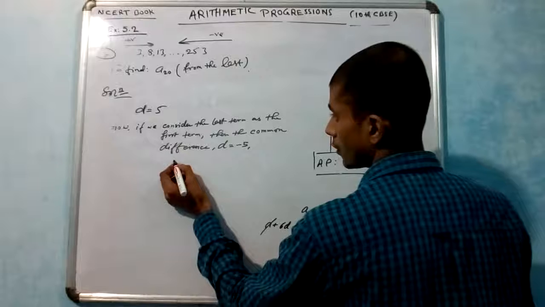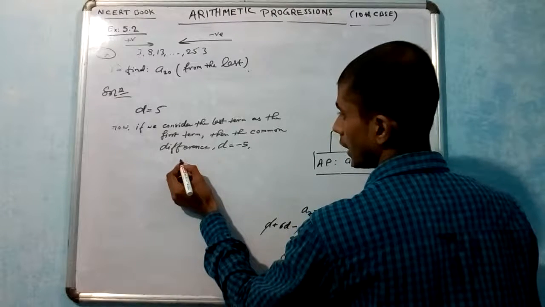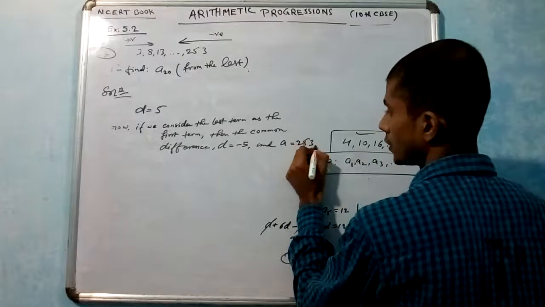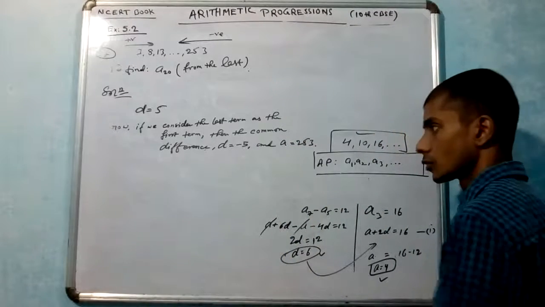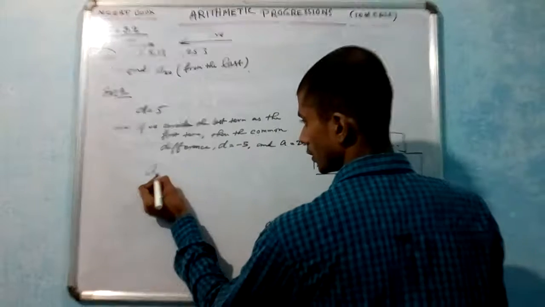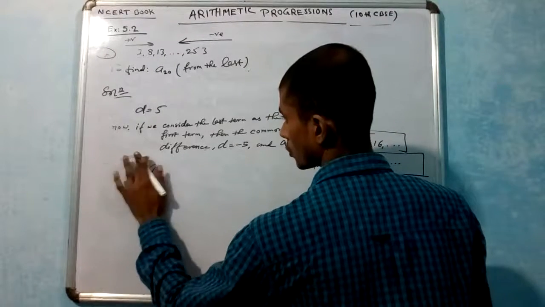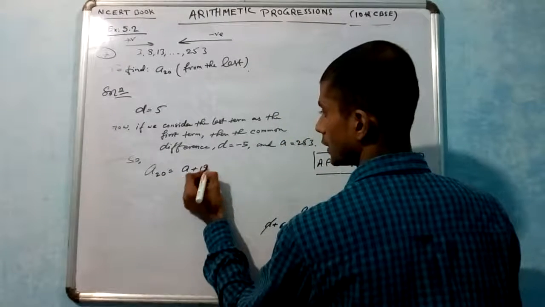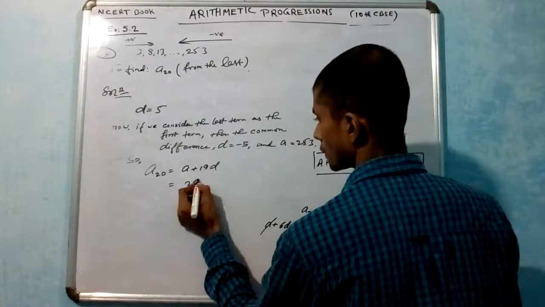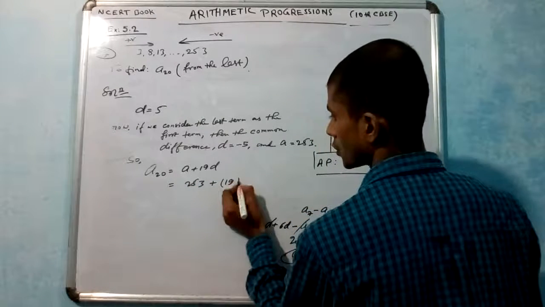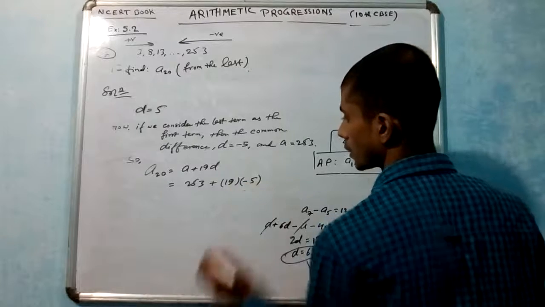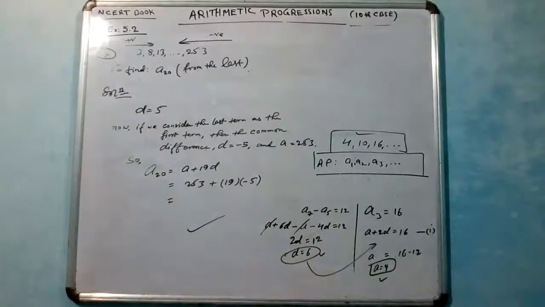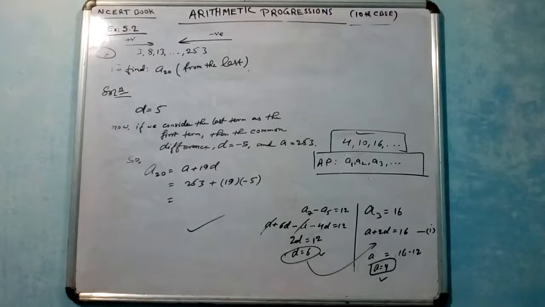And A is how much? 253, the first term. So now use these two things and find the A20. A20 is A plus 19D. What is A? 253. And what is D? 19 into minus 5, multiplication. Multiply and get the answer. That will be the value. Easy only.